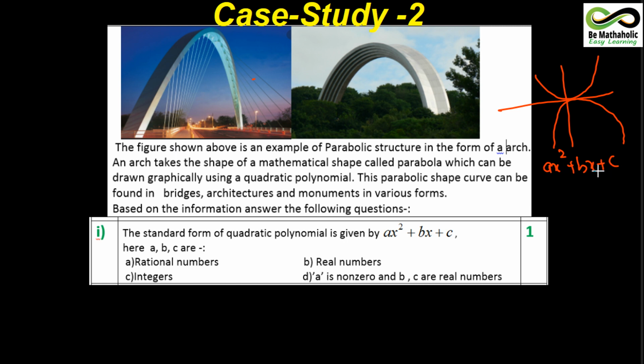So this a, b and c, what are these? Let's have a look at the question here. It says the figure shown above is an example of parabolic structure in the form of an arch. An arch takes the shape of a mathematical shape called parabola, which can be drawn graphically using a quadratic polynomial. The parabolic shape curve can be found in bridges, architectures. In real life, you can find so many same structures. Now based on this, you have to answer the questions. The standard form of quadratic polynomial is given by this. We all know this. Here a, b, c are.